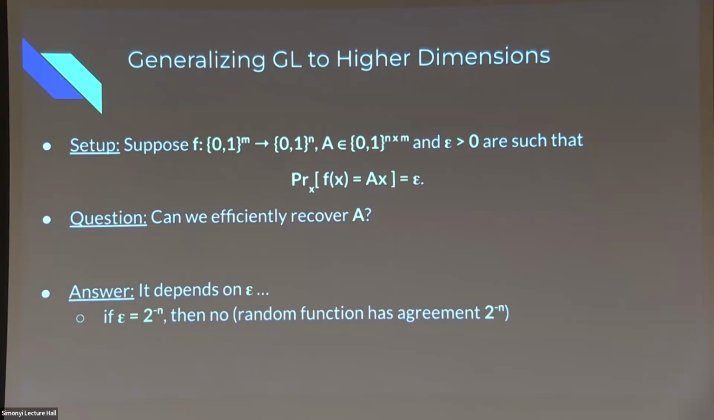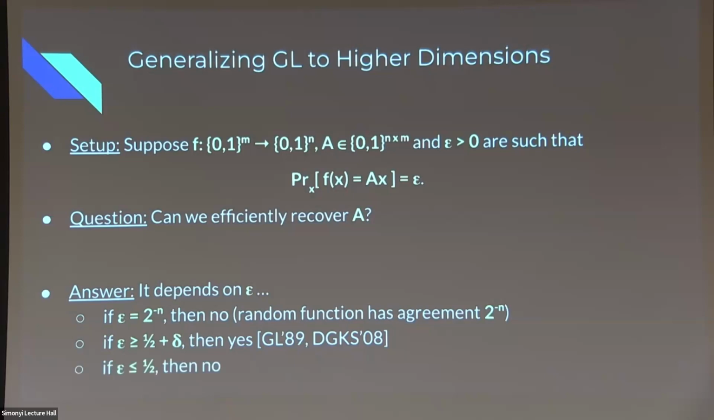Certainly, if epsilon equals 2 to the negative n, then there's no hope. In this case, f is like a random function, which has agreement 2 to the negative n with some matrix, with every matrix. And so you're not going to be able to recover anything from such a function. If epsilon is bigger than 1/2 plus delta, then you're in the setting where the old Goldreich-Levin theorem works. And so you can recover it just using prior work. I mean, the original Goldreich-Levin works to basically just recover the matrix.